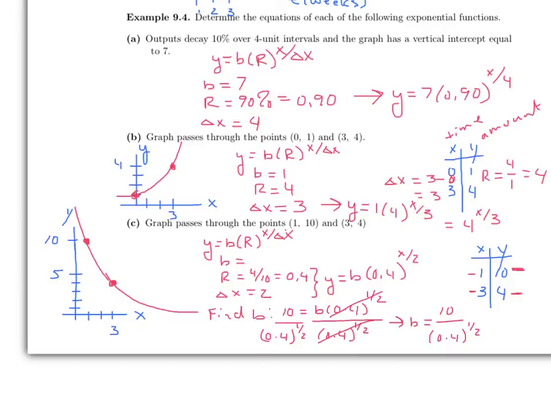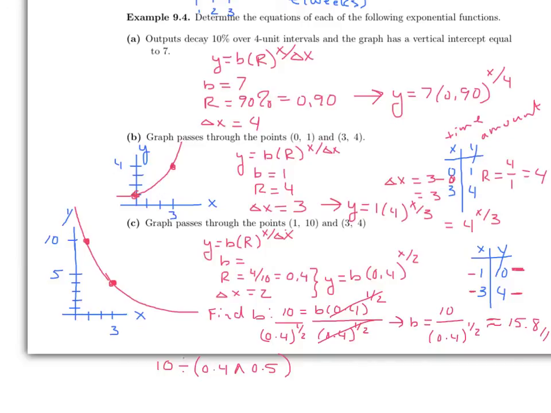Now this is something you would want to work out on your calculator. So on your calculator you would type this in as follows. You would type 10 divided by, and then put parenthesis, 0.4, and then hit your caret key, and then for the 1/2 you can type 0.5 and then parenthesis. When you calculate this, you're going to get a decimal, and it's approximately equal to 15.811.